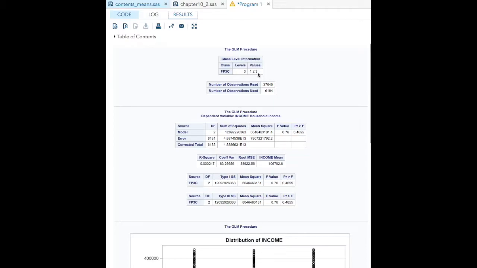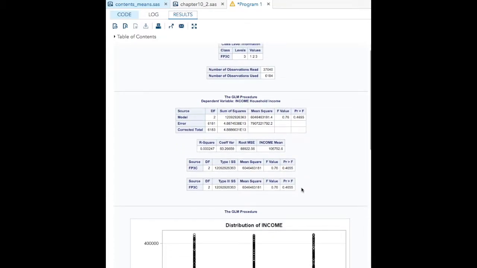And this tells me there are 3 levels, which I expect, and that there were 37,000 observations, but only 6,000 of them are used, which I know because it's only the women who are of childbearing age who have already had a child within the last few years. They didn't ask this if you were like 75, because obviously you were not having a child.